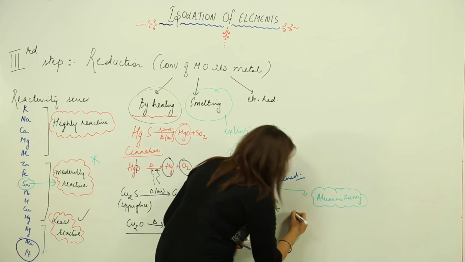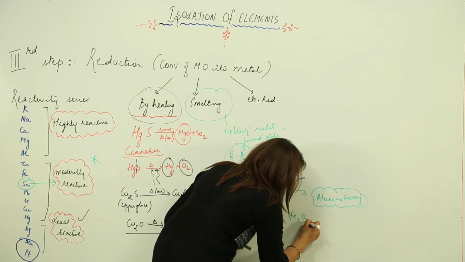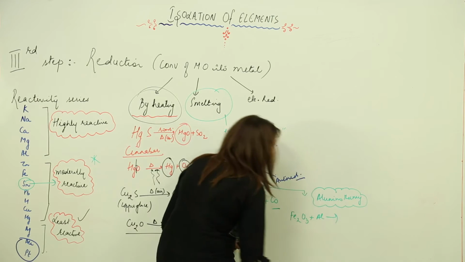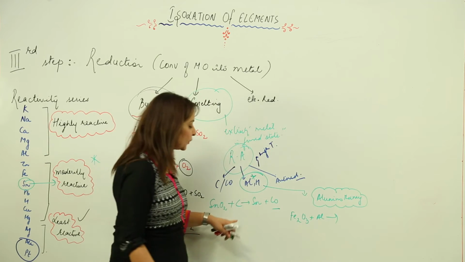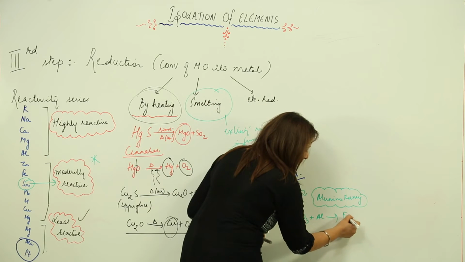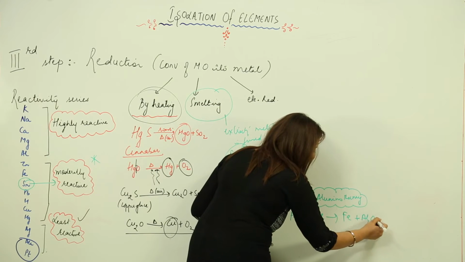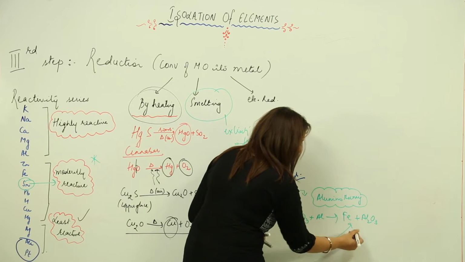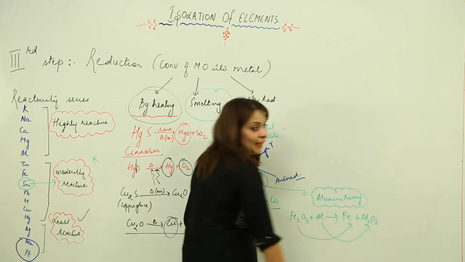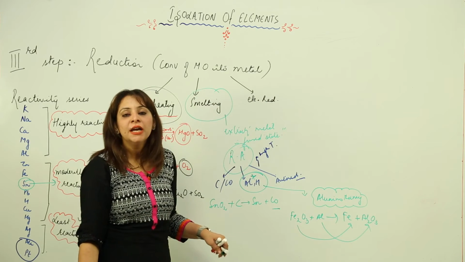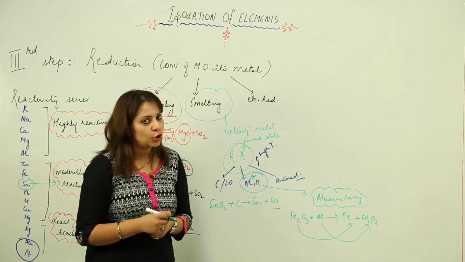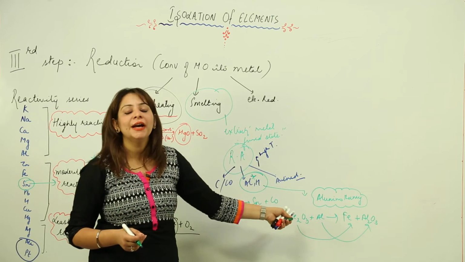For example, I have a reaction in which I have an iron ore and I am trying to reduce it with the help of aluminium. So what happens as a result? Iron plus Al2O3. Iron gets reduced and aluminium gets oxidized. This is what a reducing agent does. It reduces the other and itself gets oxidized. So this is what aluminium is trying to do here.